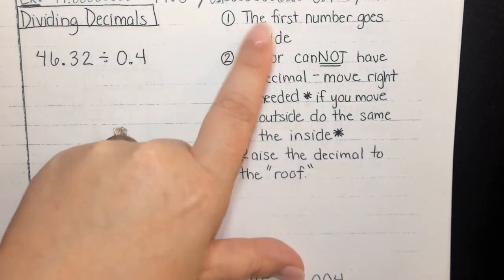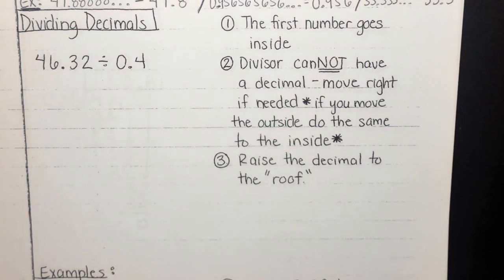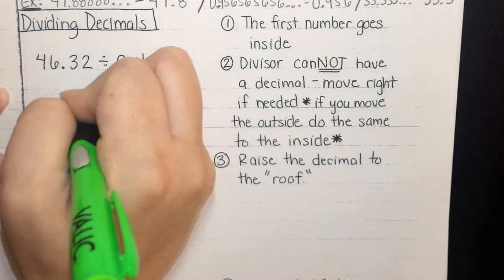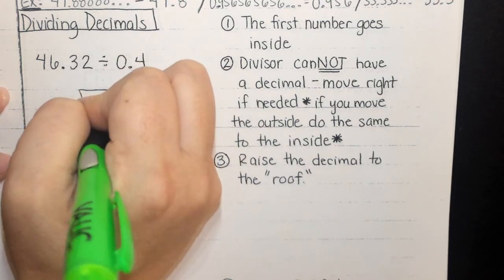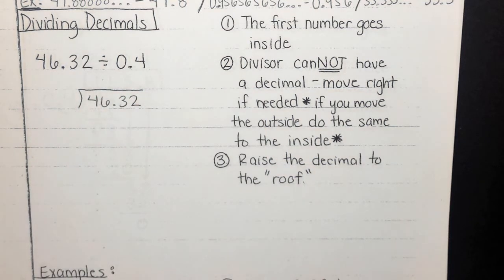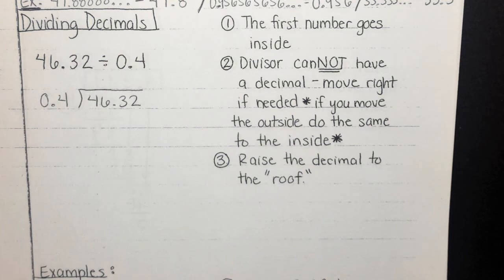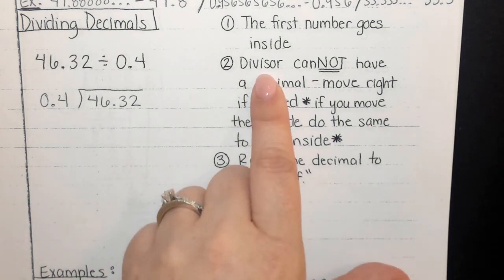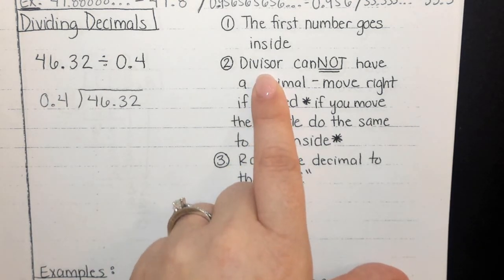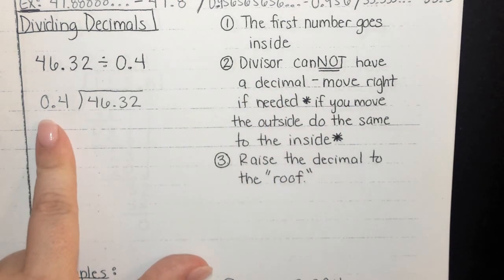It says right here, number 1, the first number goes inside. We talked about racing into the house. The first person makes it in the house. So I'm going to put 46.32 in the house. We okay with that? It's the first number, it goes in the house. So what's going to go out the door? 0.4. Number 2 says the divisor, which is the one at the door, cannot have a decimal. Does our divisor have a decimal?